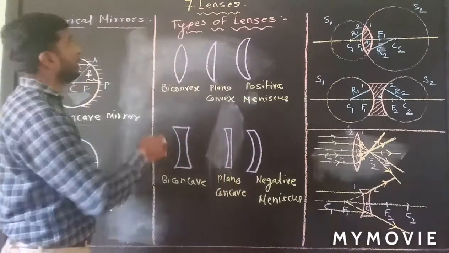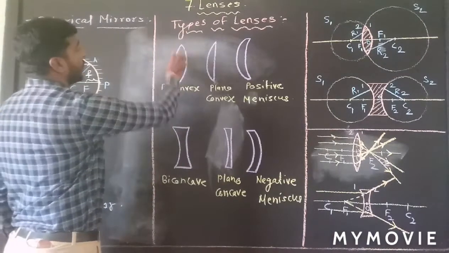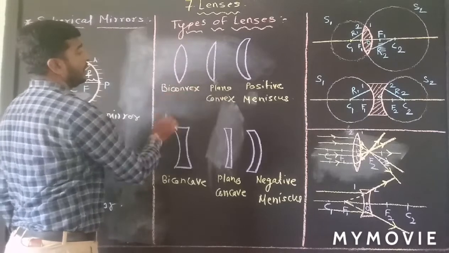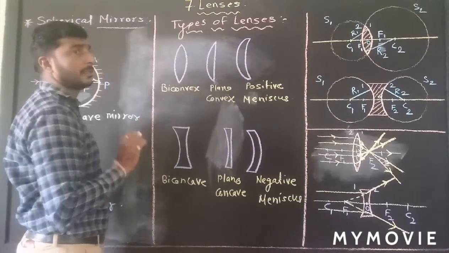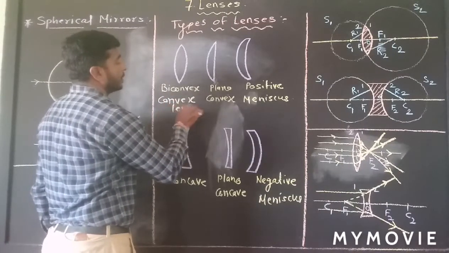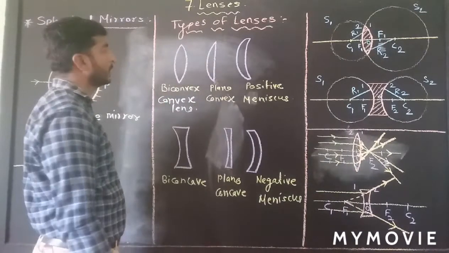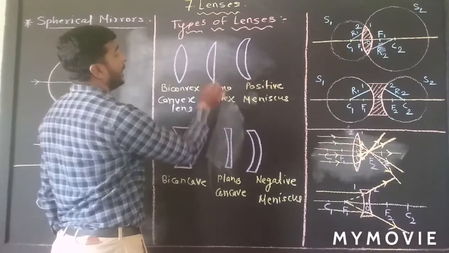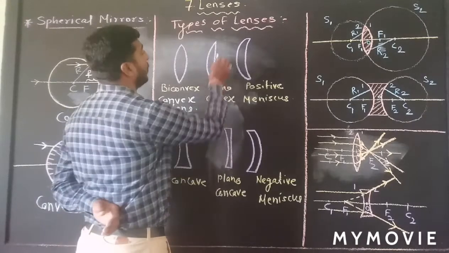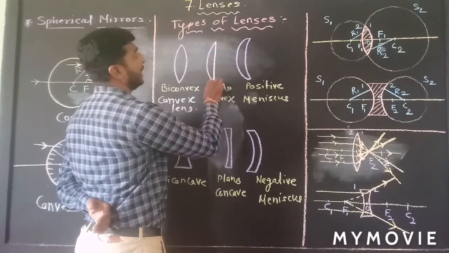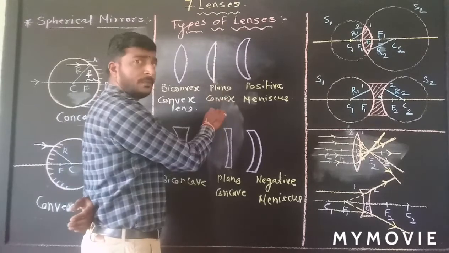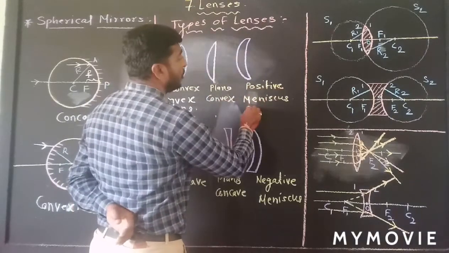Here are some of the types of lenses. If the two surfaces of the lens are convex, it is called a biconvex lens, also called a convex lens. Then this is plano-convex. Why plano? Because one of its surfaces is plane and the other surface is convex, so it is plano-convex. And this one is a positive meniscus.